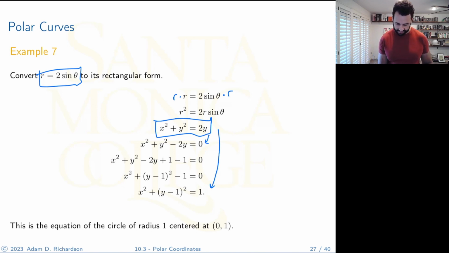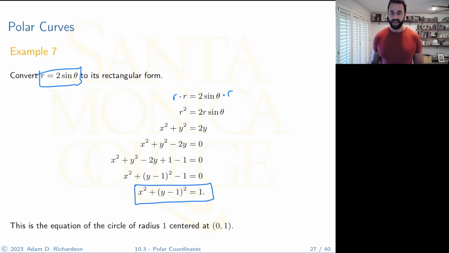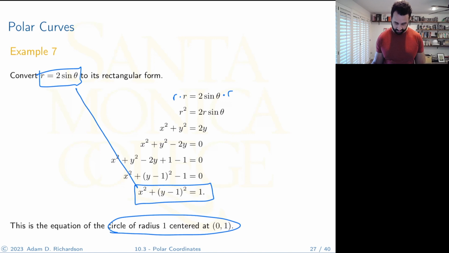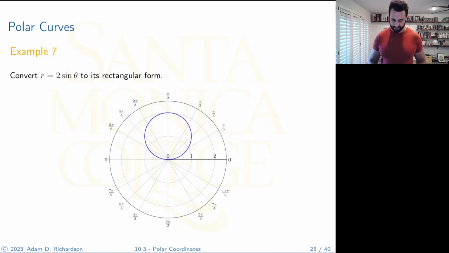So I moved everything to one side, and then I completed the square on the y terms, and in the end we get this. And that, my friends, is the equation of a circle centered at 0, 1 with radius 1. So what I'm saying here is if you want to describe a circle of radius 1 centered at the point 0, 1, you can describe it in either of these two ways. Either of these two ways, it's the same object. Here it is.